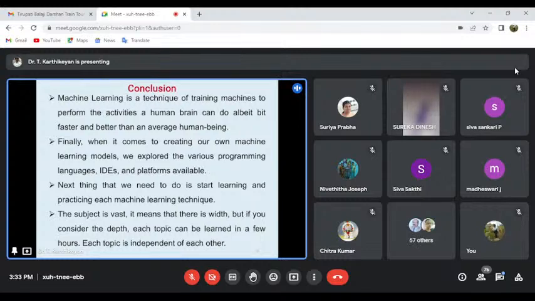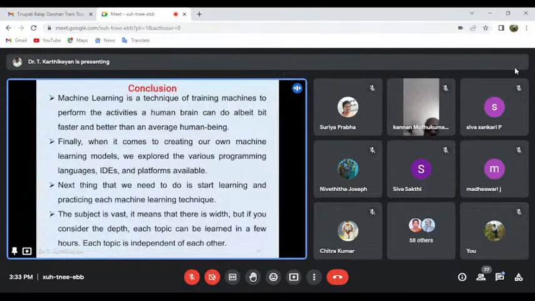Based on our application, we can learn the algorithm, because each topic is independent of the others. You need to take one topic at a time. Learn it, practice it, and implement the algorithms. This is the best way to start studying machine learning and applying it in the industries.